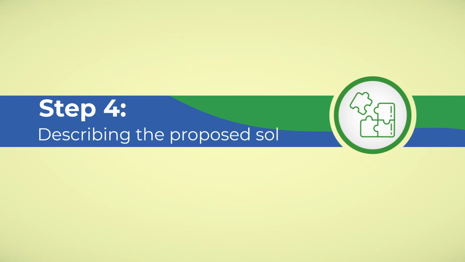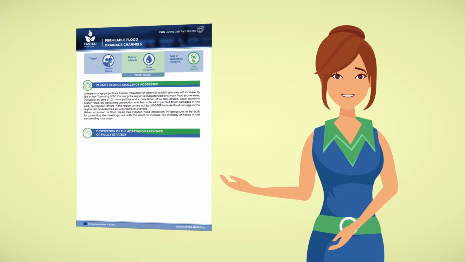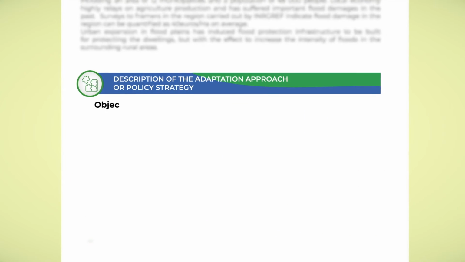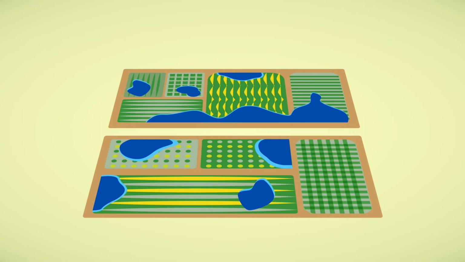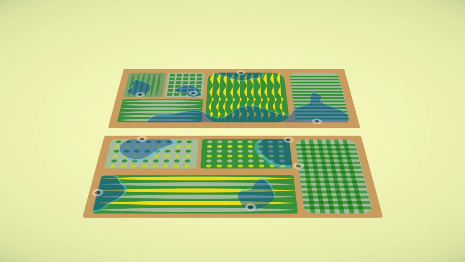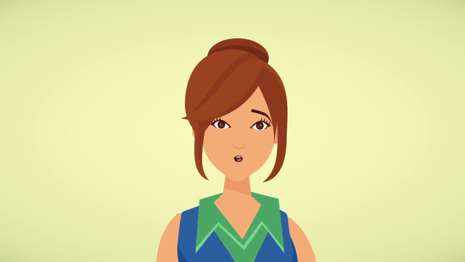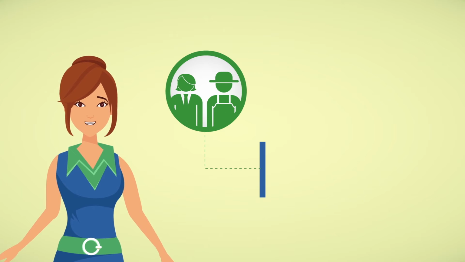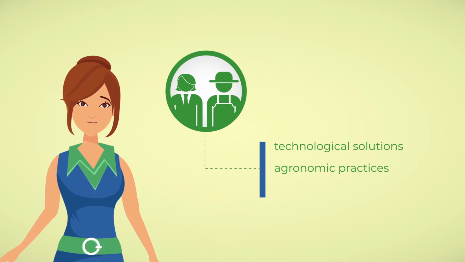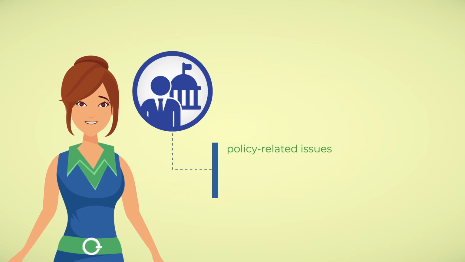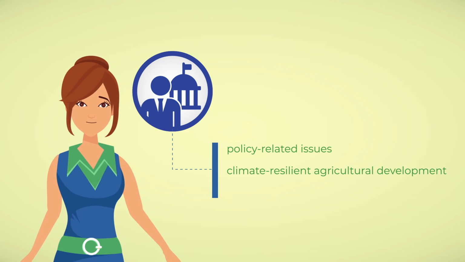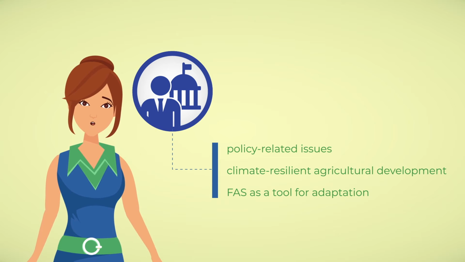Step 4. Describing the proposed solution. In this section, each Living Lab group should identify the objective of their proposal and the key characteristics of the solution proposed, which could be a management strategy, a concrete action, a new technology, or a combination of the three. These solutions might also imply different approaches according to the recipients of the fact sheets. For farmers, the information could focus on technological solutions, agronomic practices, or management opportunities. While for decision makers on policy-related issues, it could address climate-resilient agricultural development or the improvement of FAS in Tunisia as a tool for adaptation.